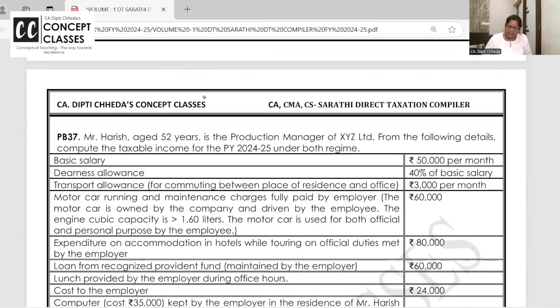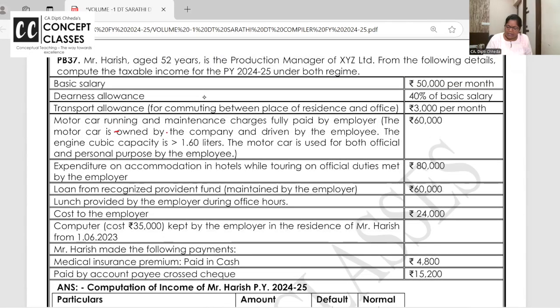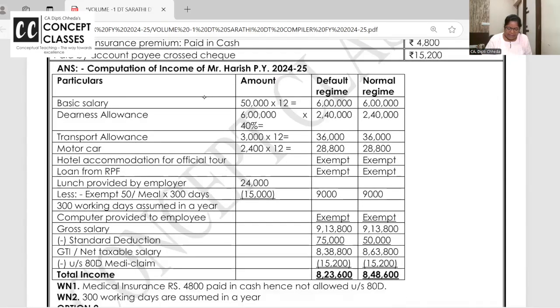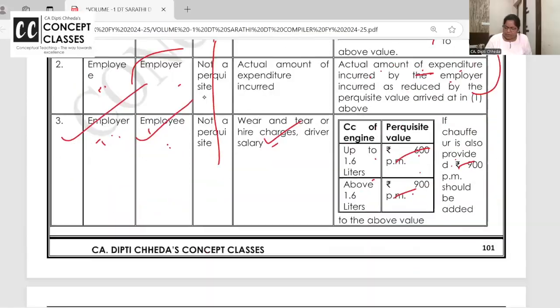Clear? Right. For this one sum I have given, look here. Motor car running expenses are fully paid by the employer. Motor car is also owned by the company. Then what will be taxable directly? 2400. See, either 2400 or 1800.